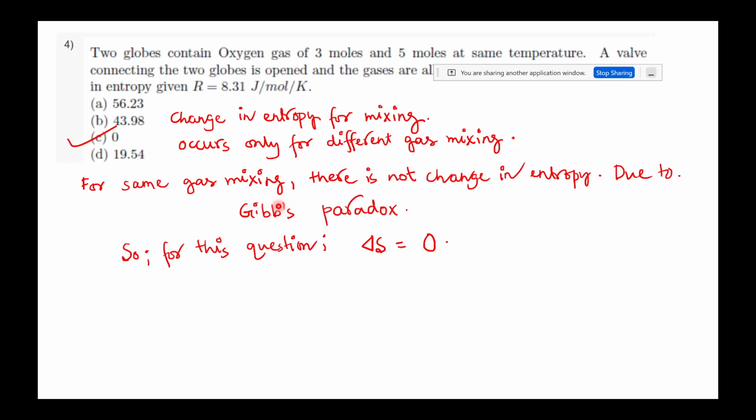Now for problem number 4, the change in entropy for mixing is not applicable for the same type of gas, meaning similar gas. Since here there is oxygen gas in two different containers, the formula for entropy of mixing will not be applicable here, because there will be Gibbs paradox. So here the mixing entropy delta S will be 0.